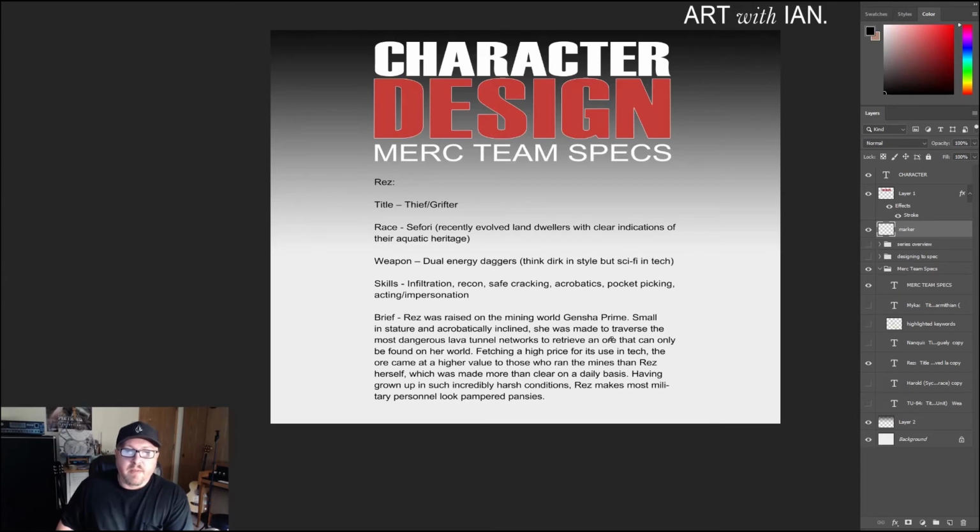And because of the price of this precious ore, the ore is used in tech, and because of the cost of what they can get for it, the people who own the mine actually valued what she was getting out of the mine more than her as a living thing. She's not a human. In fact, she's a Sephori, and apparently they're recently evolved land dwellers with clear indications of their aquatic heritage. So that's definitely a big deal to keep in mind as we're designing her.